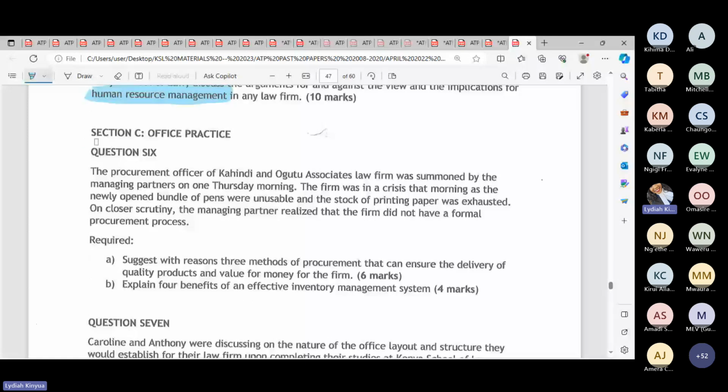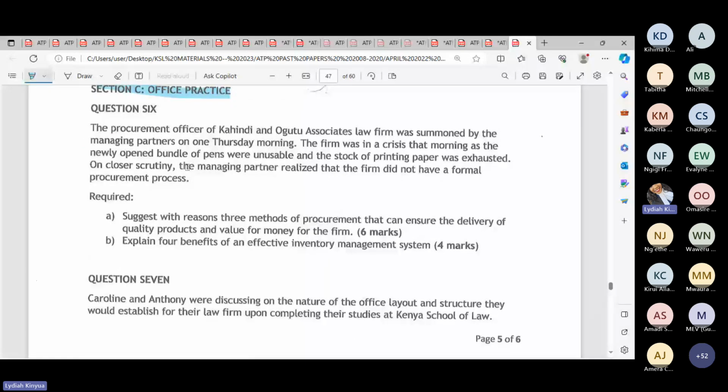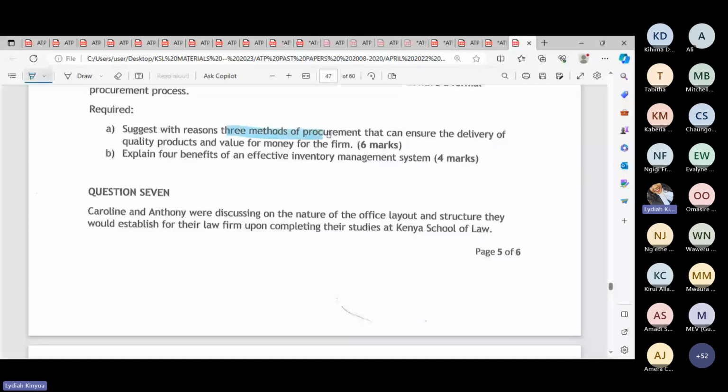And then section C asks on office practice. Section C will be office practice. You would easily start with these questions because they'll be so easy: 3 methods of procurement. So you've discussed methods of procurement, you have more than 3, you have so many.